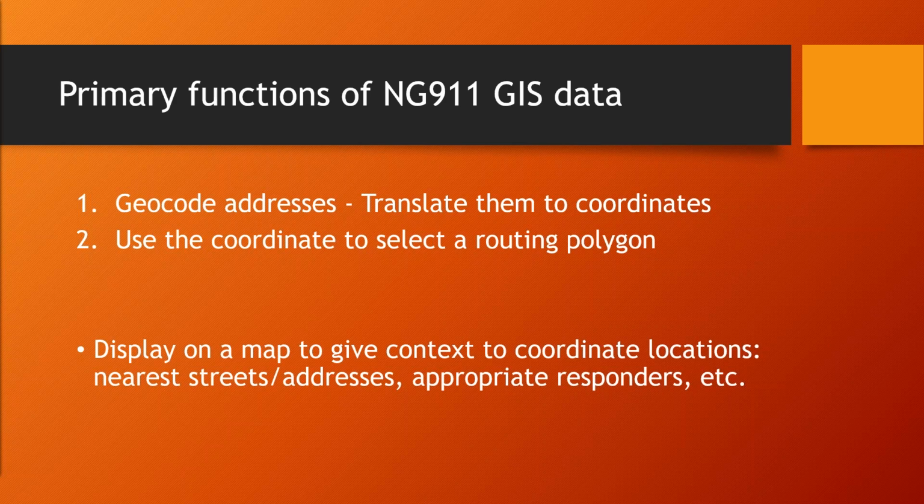Nearest streets, nearest addresses, appropriate responders, what county is it in? Is it next to a tree? All of those things. This data has that purpose. And while the first 2 are really the next gen functions, it's that last one to me that really matters as we're putting the data together, because those first 2 will be handled. We're not allowed to submit data that can't do those first 2 things, but that last one is the one that we really need to have in mind.